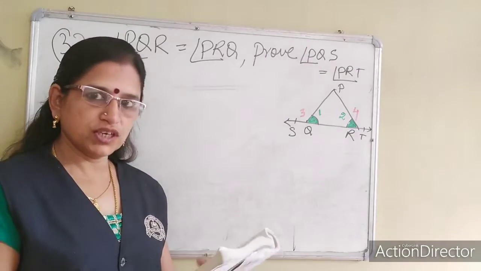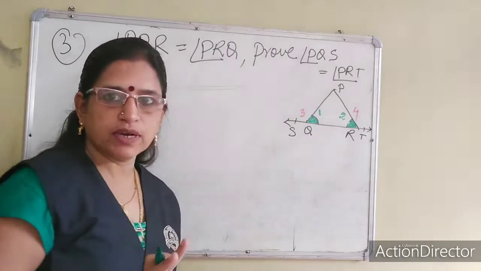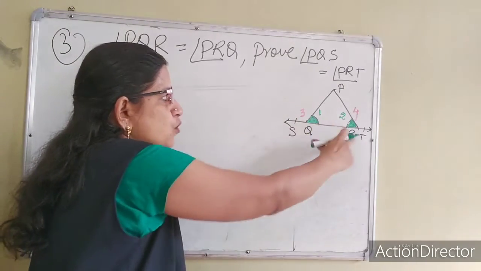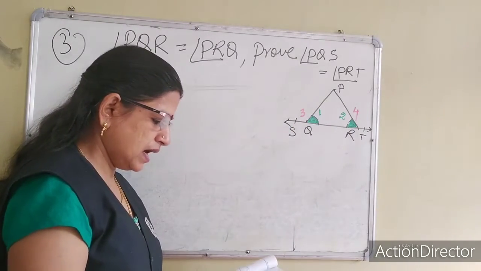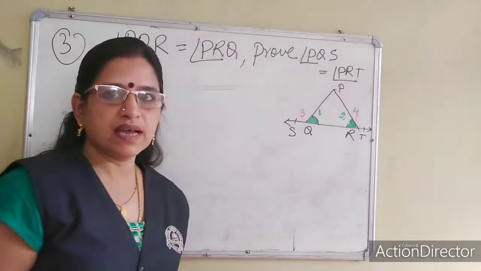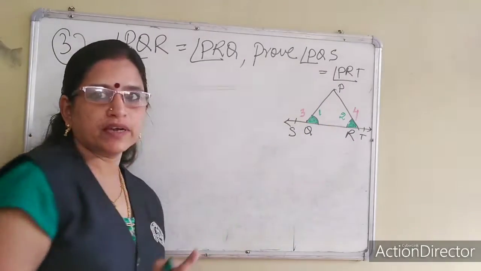Now let us move on to question number 3, where it is given angle PQR. Please look at the figure in your book. Angle PQR, which I named as angle 1, and second angle PRQ, this angle is named as angle 2. These two angles are equal. So I shaded also. Look at the figure.